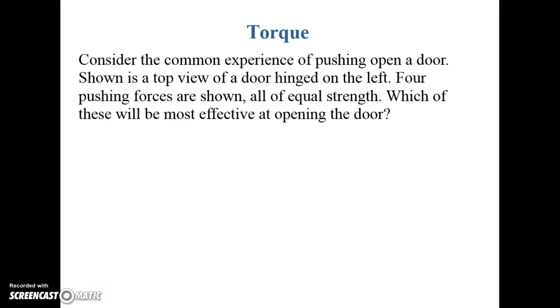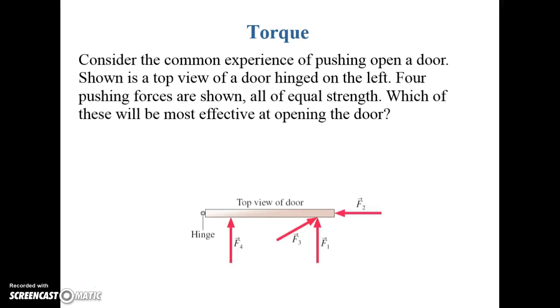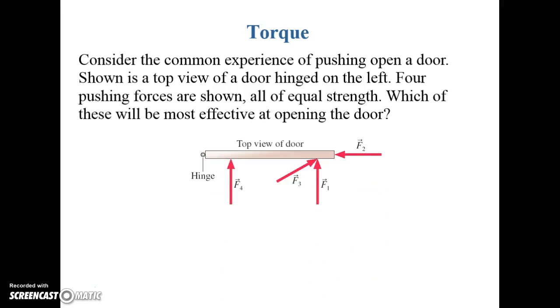So torque, if you think about opening a door and you've got a hinge on the left, so you're looking at a top view of a door. Four pushing forces are shown, all of equal strength. Which of the forces is most effective at opening the door? You would clearly state that when you open a door, you want to push at a 90-degree angle, and you want to push as far away from the hinge as possible. If you try to push close, that's difficult. This isn't going to turn the door in any way, shape, or form.